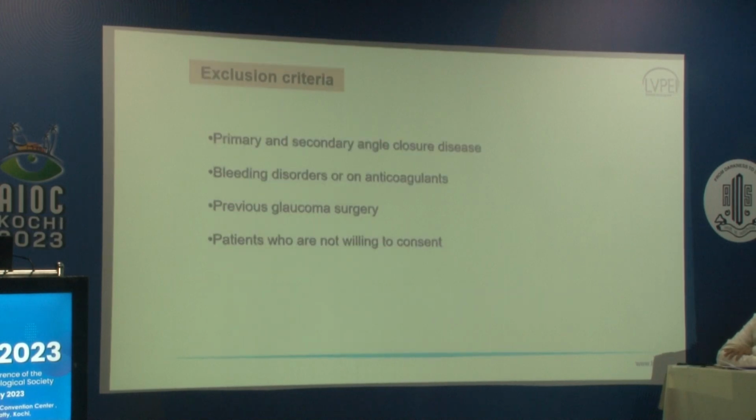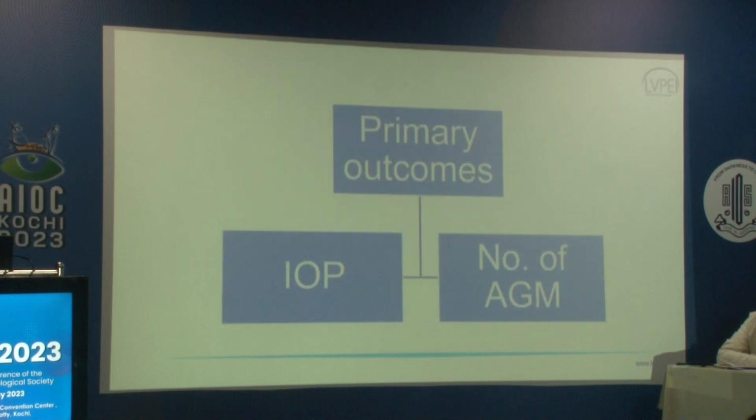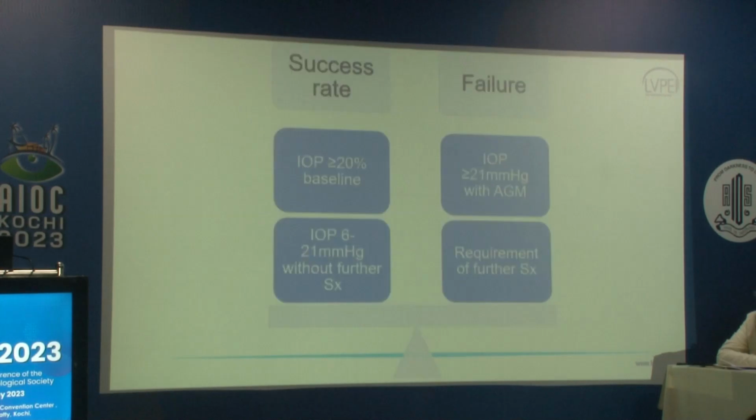We excluded patients who of course have primary or secondary angle closure disease, or those who have any bleeding disorders, or on whom anticoagulants cannot be stopped, previous glaucoma surgery, or those who are not willing to consent. So we did this evaluation where we checked on all visits, BCVA, IOP, AGM, and the adverse events. And initially we took angle imaging and also visual field. So primary outcomes was IOP and the number of AGM which was being used.